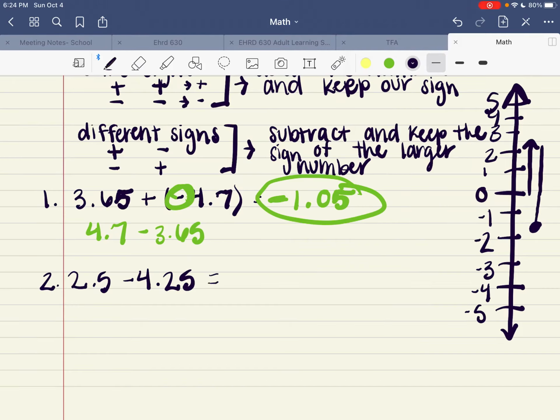Yeah. So we have different signs again. So we have positive plus negative. And so we're going to subtract and keep the sign of the larger number. So 4.25 is our larger number, and so we're going to keep that negative sign. Now I'm just going to subtract 4.25 minus 2.5. And that's going to give us -1.75.